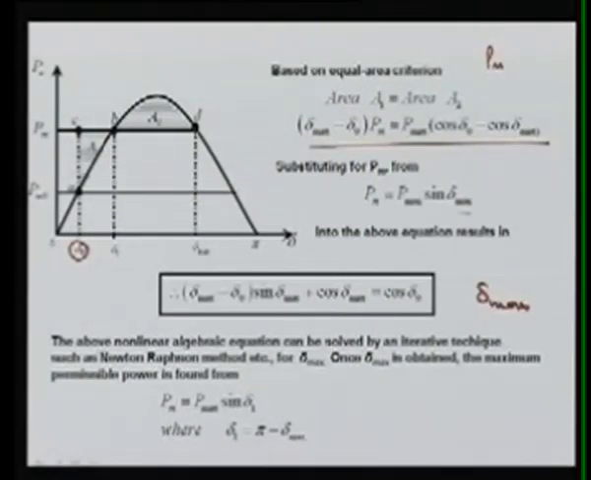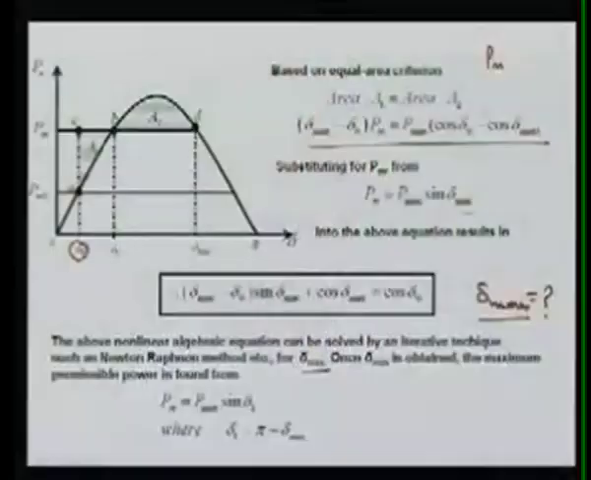So this equation is a nonlinear algebraic equation and can be solved by any iterative technique, including the Newton-Raphson method, Gauss-Seidel method, and so on, so that we can determine delta max. Here our intention is to find delta max. Once you determine delta max, then the maximum power PM will be P max sin delta max, or you can get this one directly.